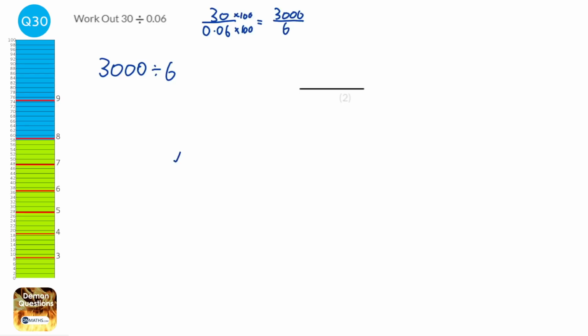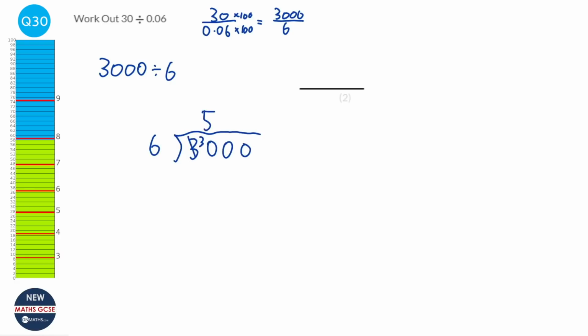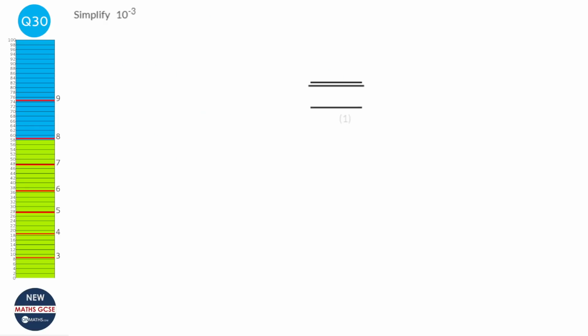So we're going to use the bus stop method to find out what that is. So we're going to divide that out. 6 doesn't go into 3, so carry that. 6 into 30 goes 5, 6 into 0, 6 into 0, so that's going to be 500.